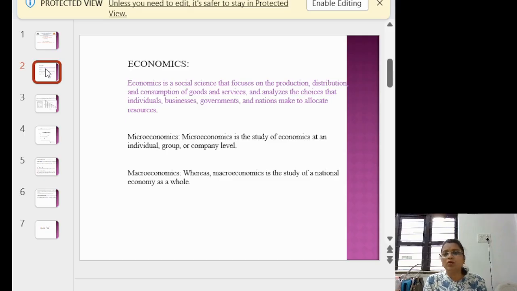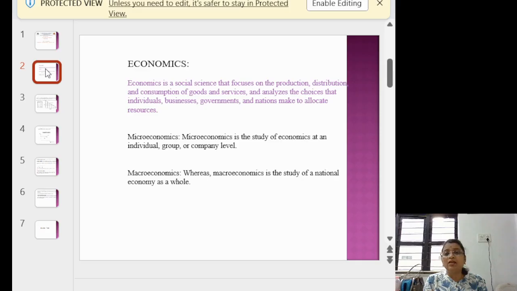Economics is a social science that focuses on the production, distribution, consumption of goods and services and analyzes the choices that individual, business, government, nation make to allocate the resources. Why is it so? Because resources are limited and we have to use those resources properly.